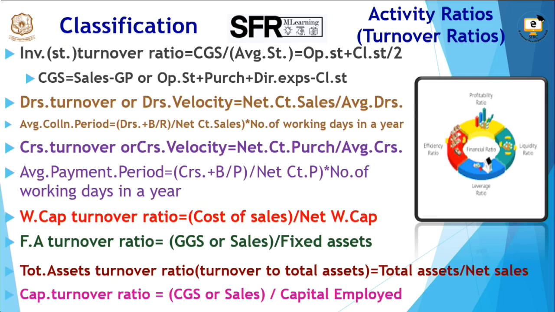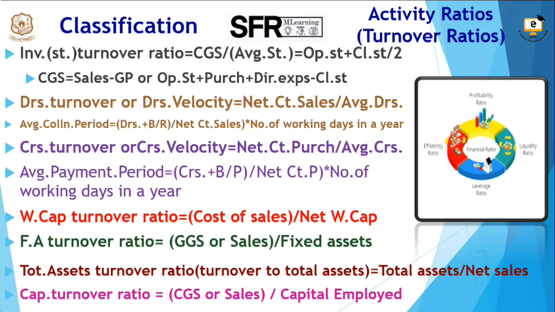Net credit annual sales. Here we have to omit the cash sales. So only credit sales are taken, that is the debtor. So we have to take the net credit sales, that is sales less sales return, that is the net credit sales. And average trade debtors means opening debtors plus closing debtors divided by 2.